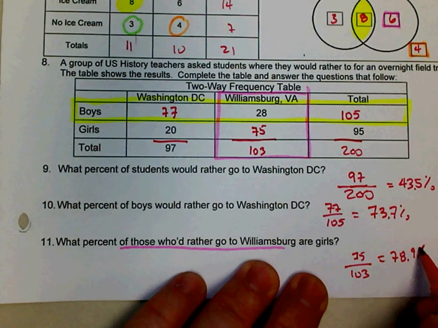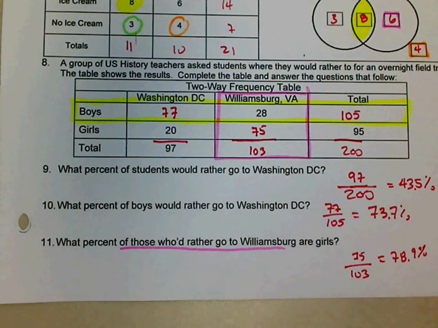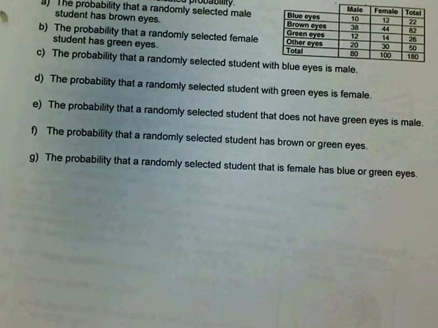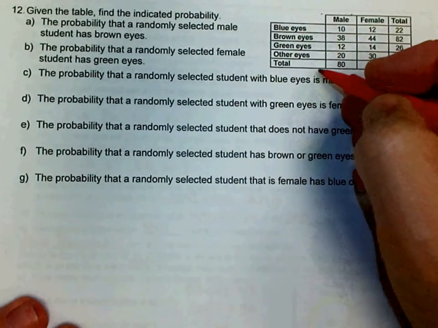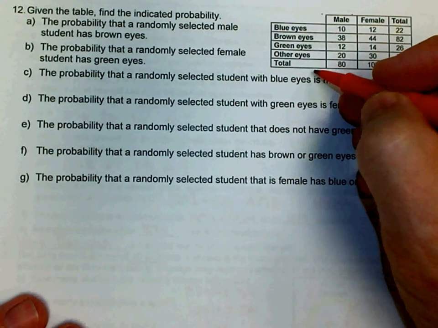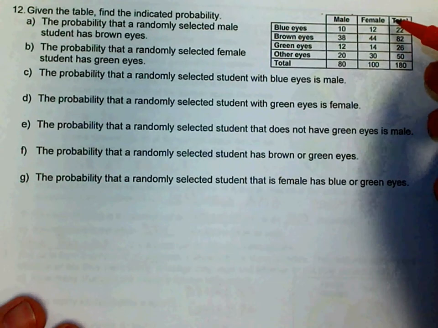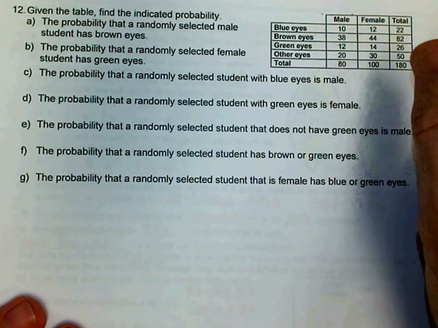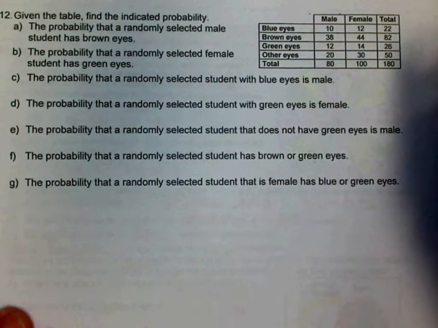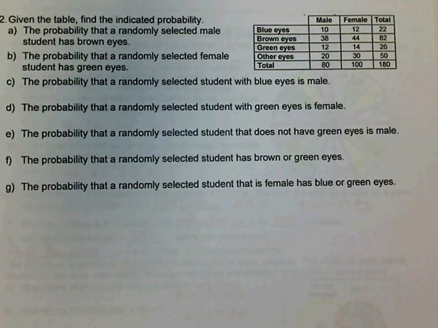Next, we're going to look at a table and use that table to answer questions. This one actually has more than just two categories in rows. There is not a limit to the number of columns or rows that you can have in your two-way table. Two-way just means that there are columns and rows.